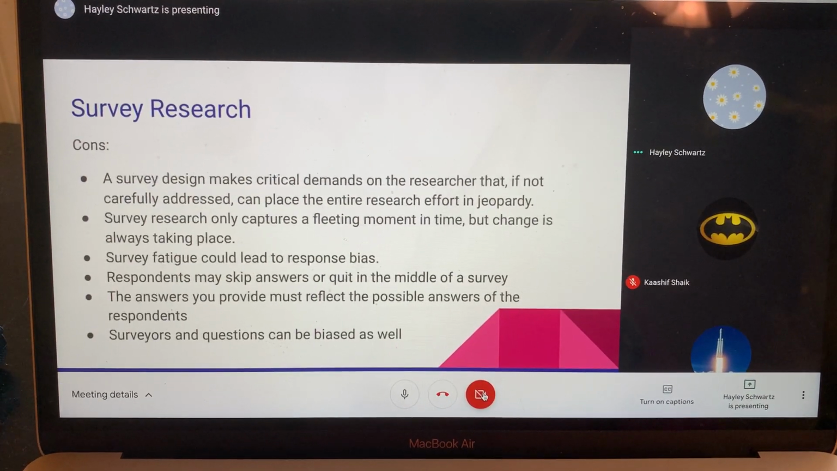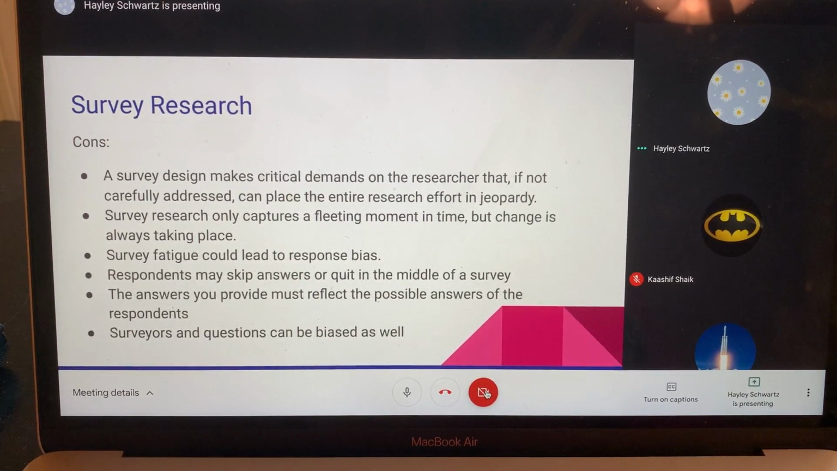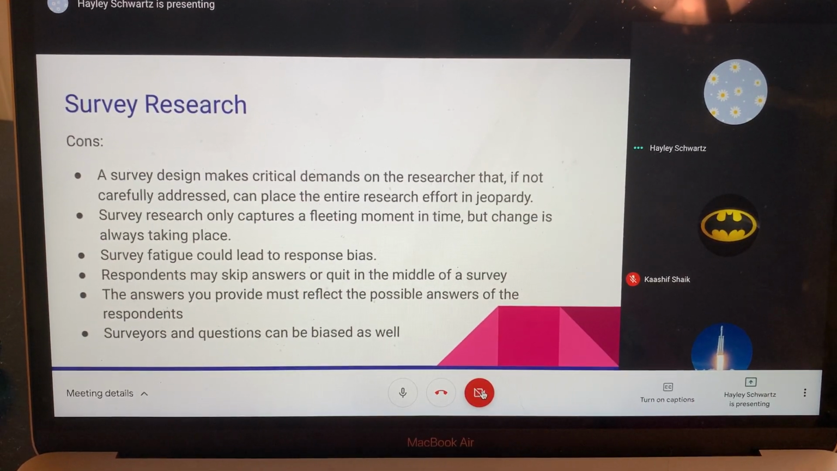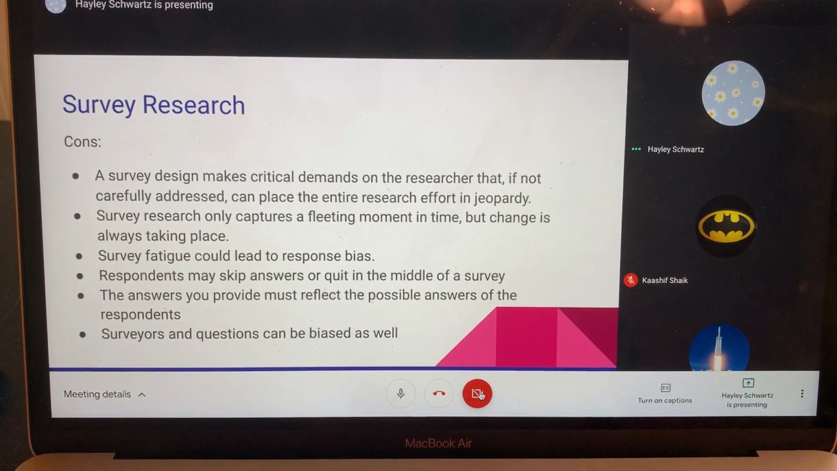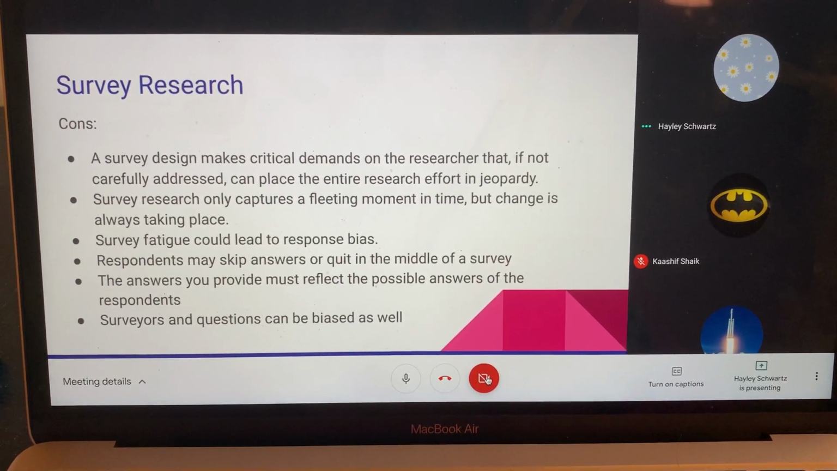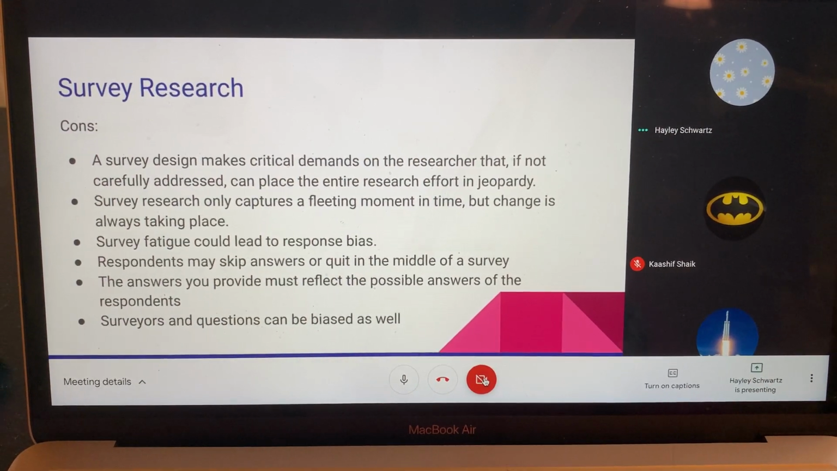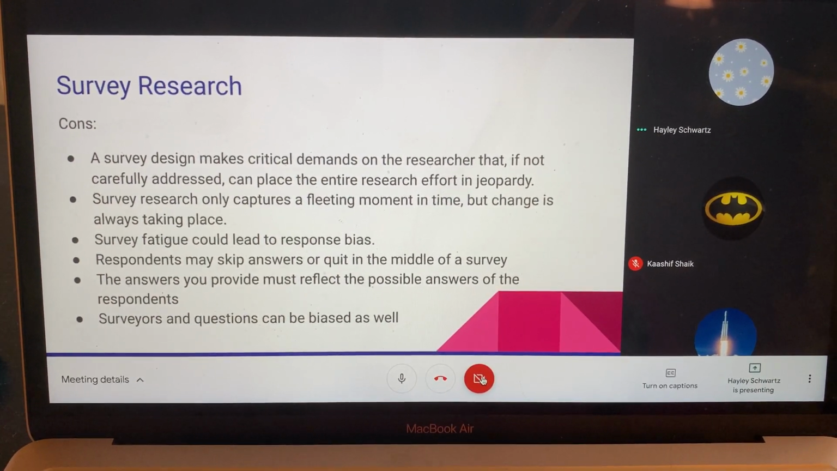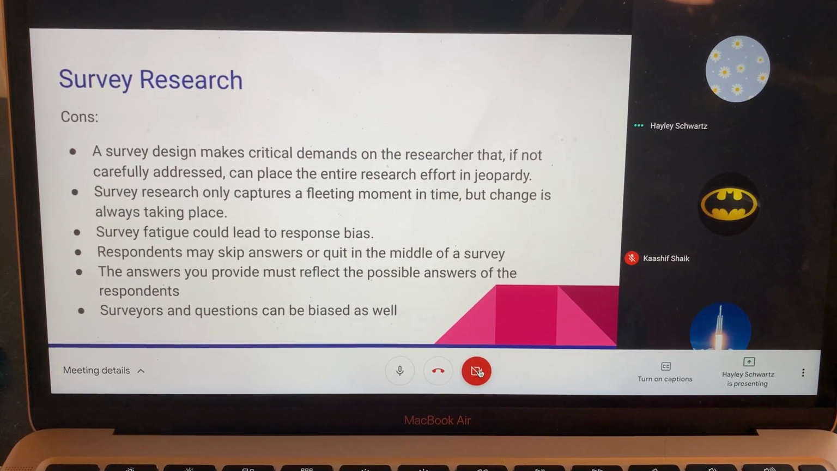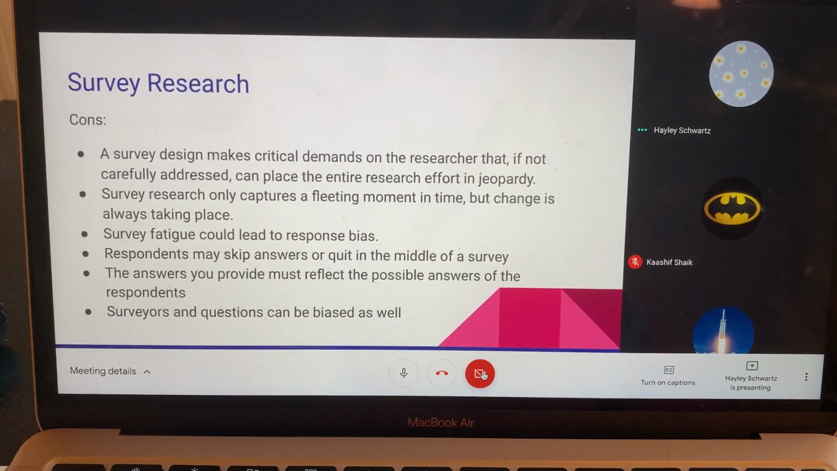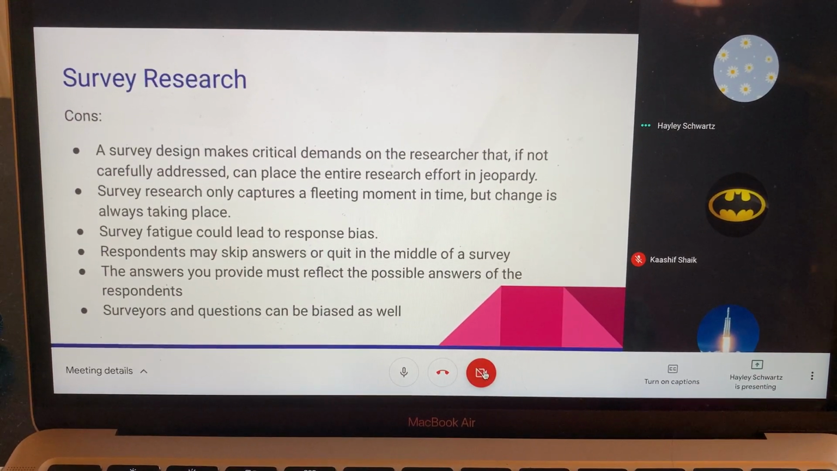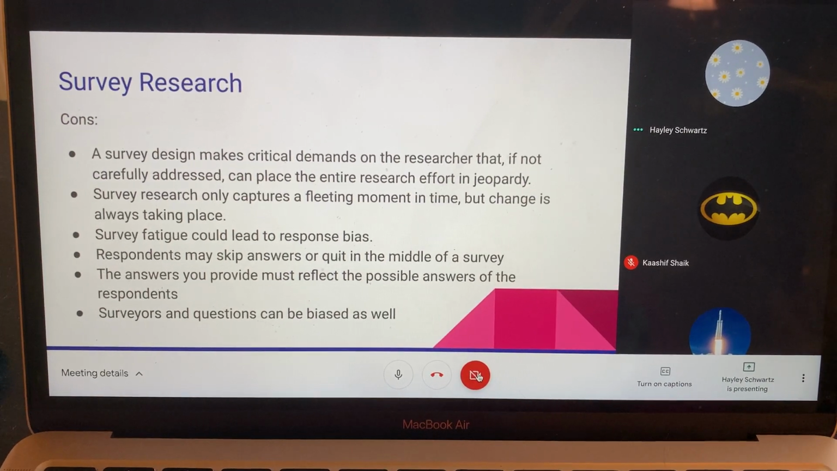Some of the cons of survey research are that survey design makes critical demands on a researcher, and if these are not carefully addressed and the researcher doesn't eliminate all of the external factors, it can place the entire research effort in jeopardy and affect the answers or the overall data. Survey research also only captures a single moment in time, but change is always taking place. People could change their answers or their thoughts after they do the survey.